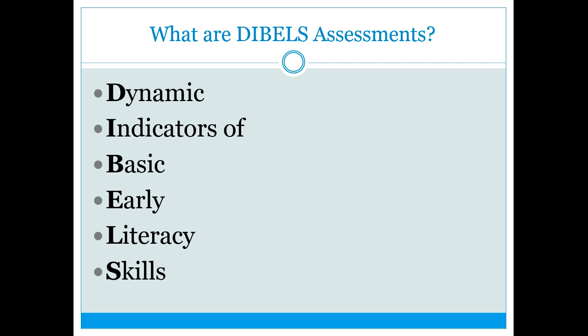DIBELS stands for Dynamic Indicators of Basic Early Literacy Skills. And these assessments can be thought of sort of as a checkup for reading skills in students. Technically speaking, they are a set of procedures for assessing early literacy skills in students from kindergarten through 6th grade. These are designed to be short, 1-minute long fluency measures used to regularly monitor the development of early literacy and early reading skills.